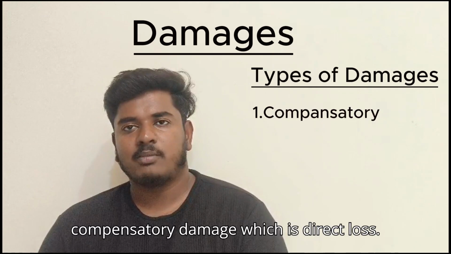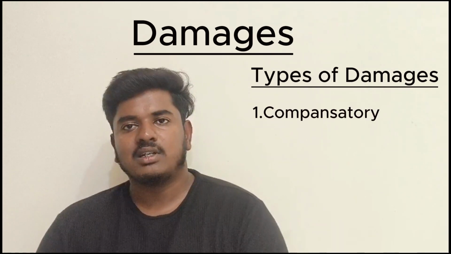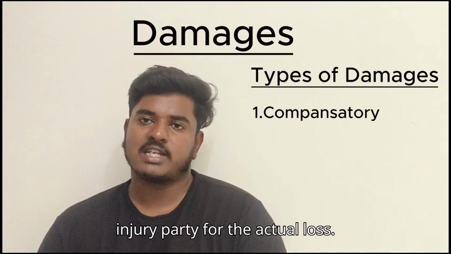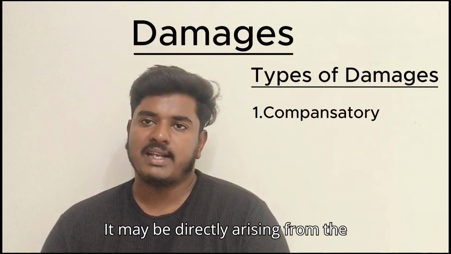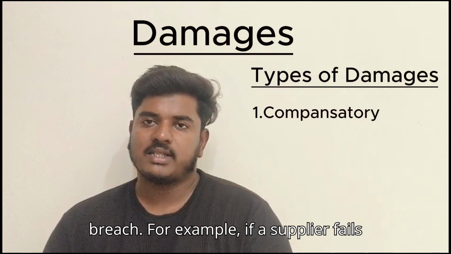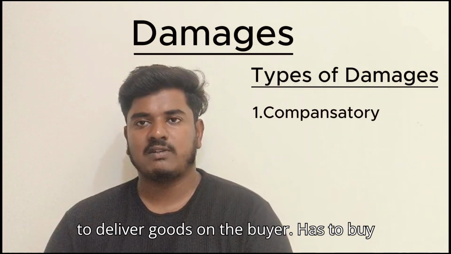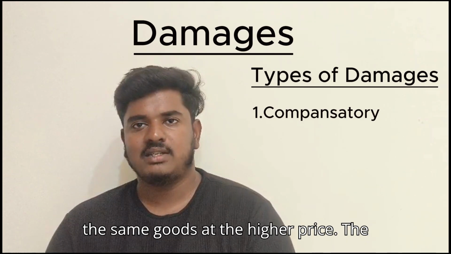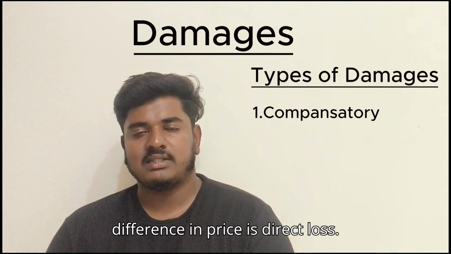First one is compensatory damages, which is direct loss. These are awarded to compensate the injured party for the actual loss. It may be directly arising from the breach. For example, if a supplier fails to deliver goods and the buyer has to buy the same goods at a higher price, the difference in price is direct loss.